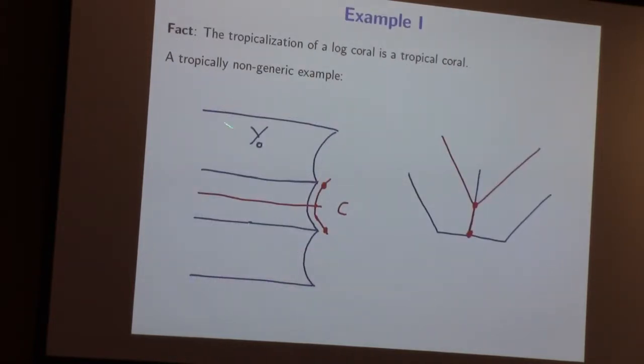So let's try to look at this. This is a geometric picture, that's a tropical picture.